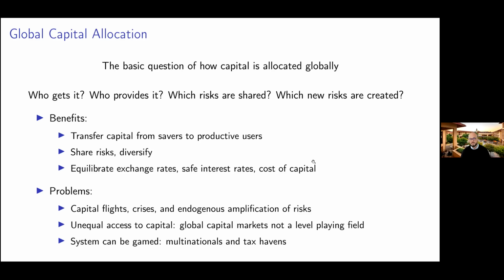And typically we think of the benefits as transferring capital from savers to productive users that might have productive ideas, but not enough capital to pursue them. We also think of the benefits as sharing risk more globally, so diversifying portfolios is one way to reduce the prevalence of idiosyncratic risks globally. We also think of these flows of capital, so the changes in allocation of capital over time, as forces that might equilibrate exchange rates. This goes back to Friedman, stabilizing speculation. It might equalize or stabilize safe interest rates, government rates around the world, or even the private cost of borrowing. It might be that firms in a particular country are facing a high cost of capital because there isn't enough capital domestically, and if capital comes in from abroad, that lowers the cost of capital.